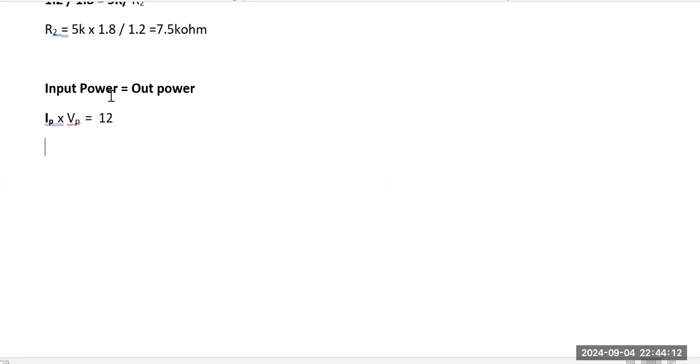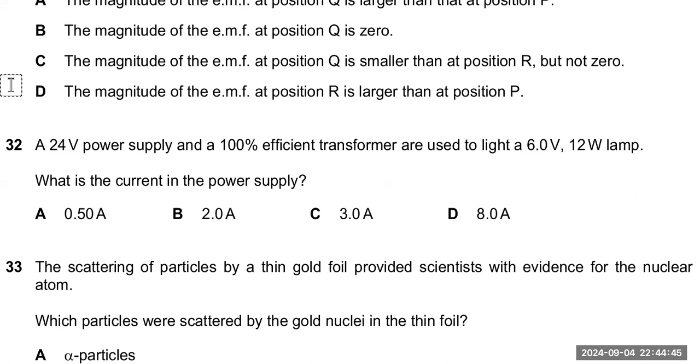The input current you have to measure will be repeated as it is, and the value of voltage 24 is equal to 12. Now 24 will be divided on the other side, and you will get 0.5 as the answer in ampere. So your answer will be 0.5 ampere. Yes, the first option will be your answer. It is a very simple question.